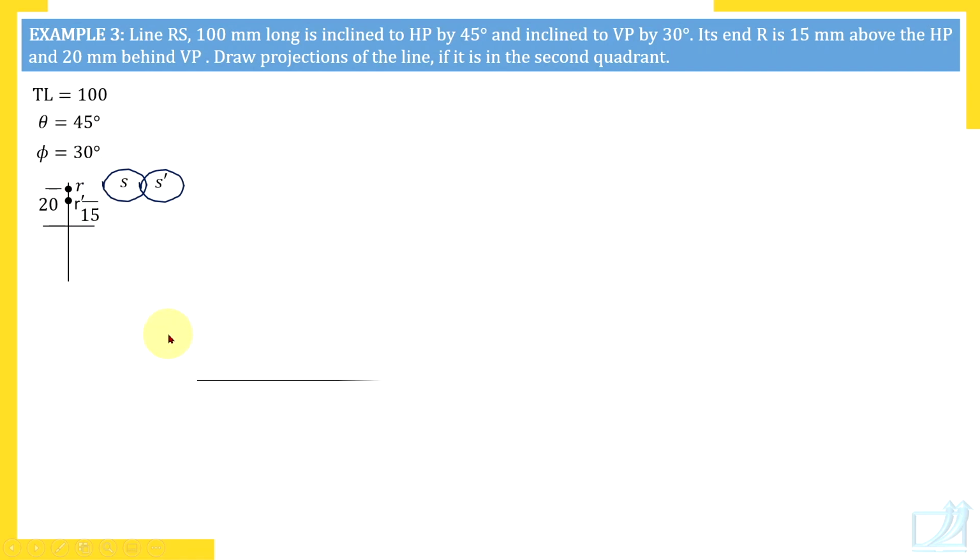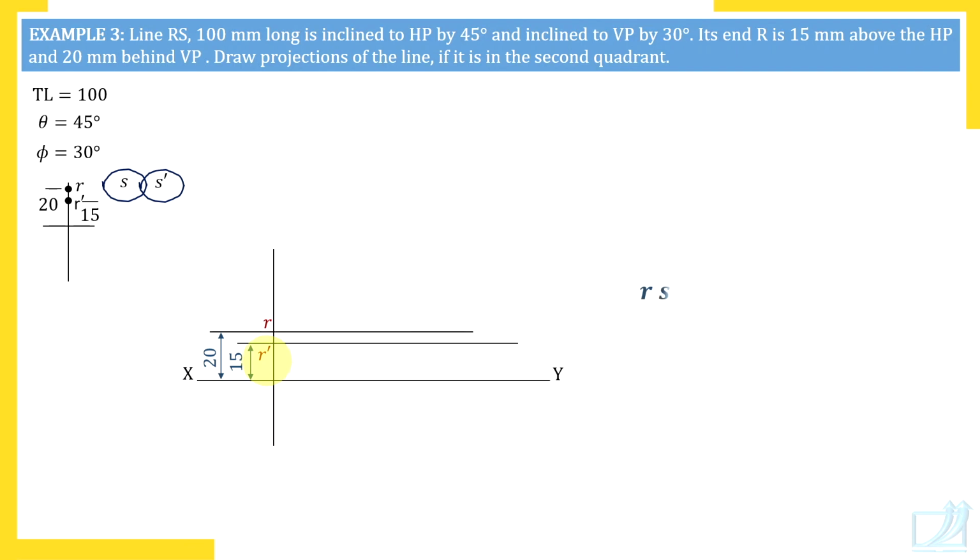Okay, so let's proceed. Draw XY line. Draw projector of point R. Mark point R. This is R dash, 15 millimeters above HP and 20 millimeters behind VP. This is R. Now through R and R dash, draw horizontal lines. Okay. Now you should know that RS, RS1, RS2, R dash S dash, R dash S1 dash, R dash S2 dash. These are the 6 views you are going to draw.